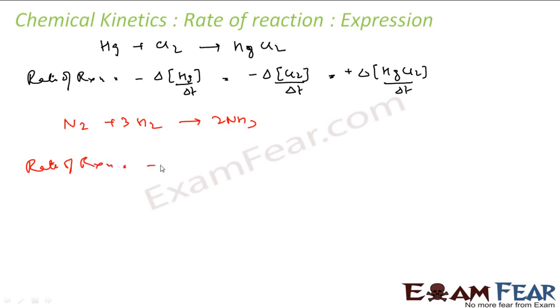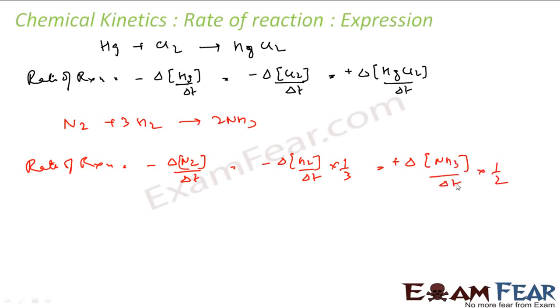it is nothing but minus of change in concentration of N2 with respect to time, minus of change of concentration of H2 with respect to time. Here there is 3, so I'll divide it by 3. Or plus of change of concentration of NH3 with respect to time. Here you have 2, so I'll divide it by 2. Here it was 1, so multiplying by 1 doesn't make any difference, so nothing is written here.